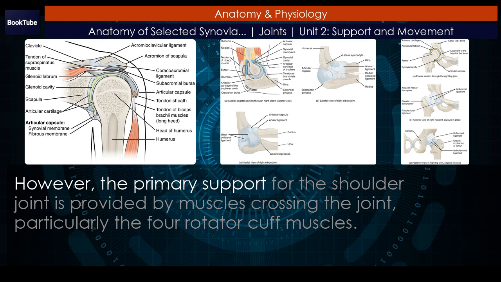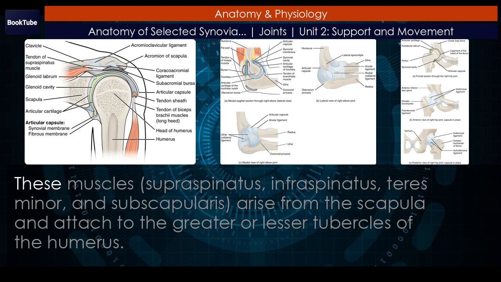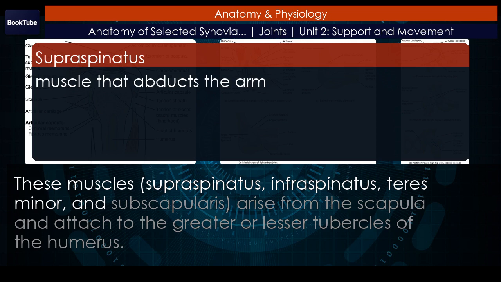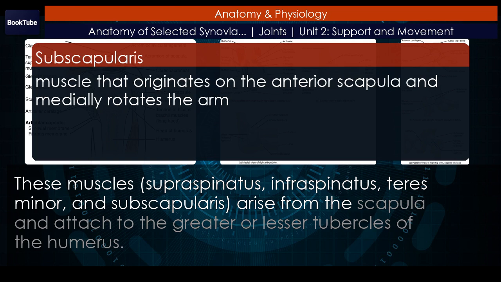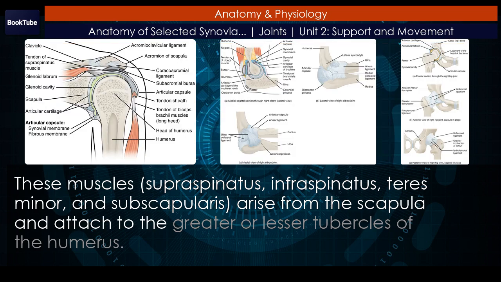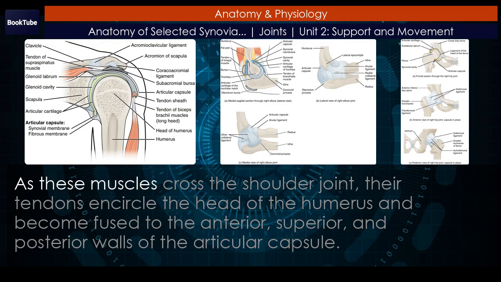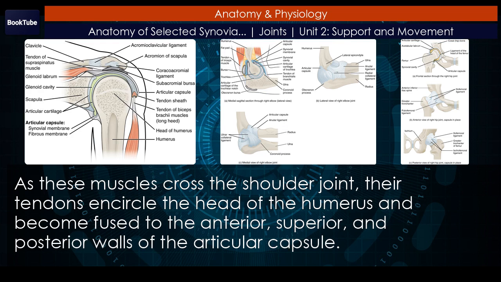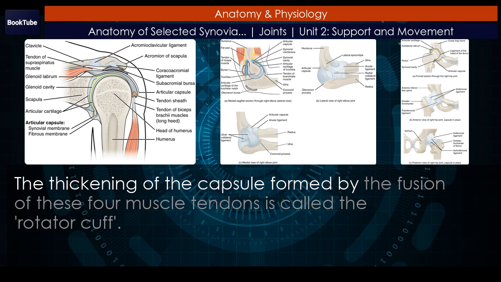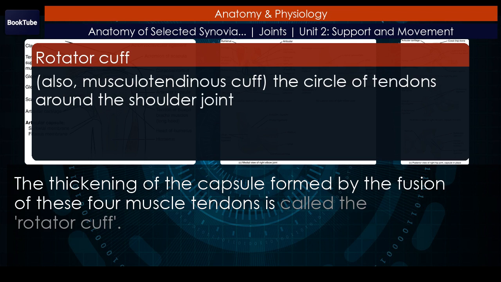However, the primary support for the shoulder joint is provided by muscles crossing the joint, particularly the 4 rotator cuff muscles. These muscles, supraspinatus, infraspinatus, teres minor, and subscapularis, arise from the scapula and attach to the greater or lesser tubercles of the humerus. As these muscles cross the shoulder joint, their tendons encircle the head of the humerus and become fused to the anterior, superior, and posterior walls of the articular capsule. The thickening of the capsule formed by the fusion of these 4 muscle tendons is called the rotator cuff.